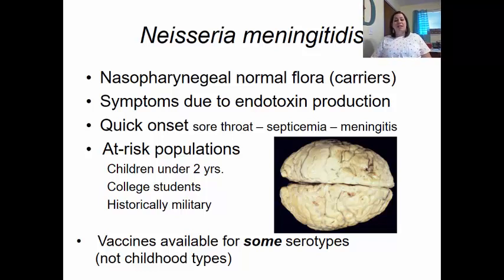Now, there are vaccines available for some of the serotypes of this particular group, but not the childhood type. Okay, these are going to target particular components of the cell walls. That's what the vaccine is going to do. So it does target types A, C, W, X, and Y. However, it does not target serotype B, which is the childhood type.